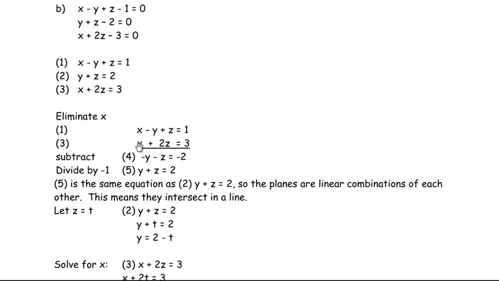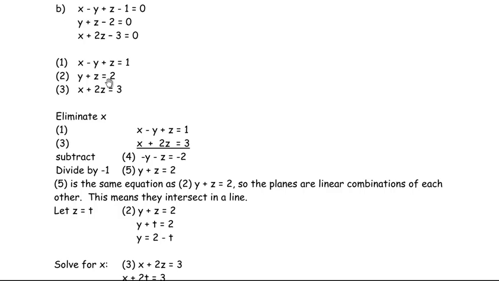And so I can subtract them. 1x minus 1x is no x's. So negative y minus, there's no y's here. Negative y minus 0 would be negative y. Z minus 2z would be a negative z, and 1 minus 3 is negative 2. And because all the coefficients are negative, you don't have to do this, but I just divide by negative 1 to change them all to positives. So it'll be y plus z equals 2 instead of negative y minus z equals negative 2.